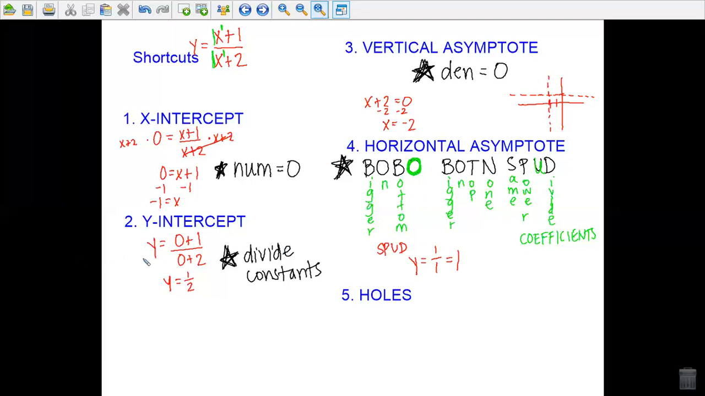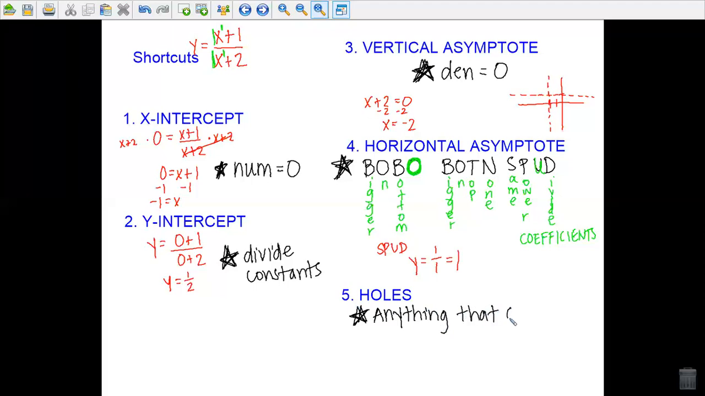And for holes, holes are kind of weird. They're not as common. Most of the functions, especially the ones that we look at, are not going to have holes, but they could. The way that you see if there's a hole, for all of these problems, we're going to be factoring. So you factor and cancel anything, just like we simplified our rational expressions before. Factor the top, factor the bottom, cancel anything, simplify it as much as you can. Your holes come from anything that cancels.